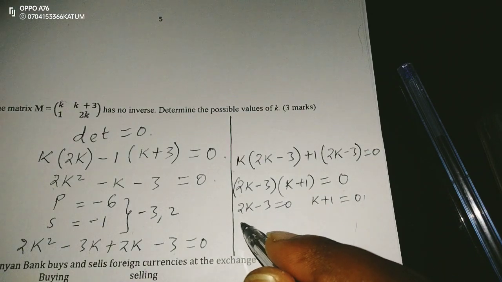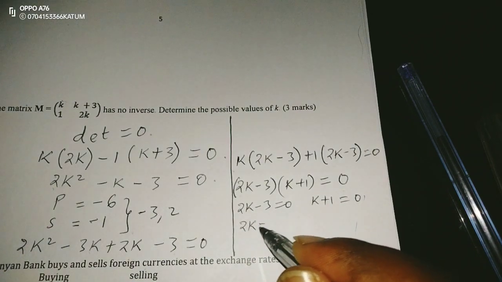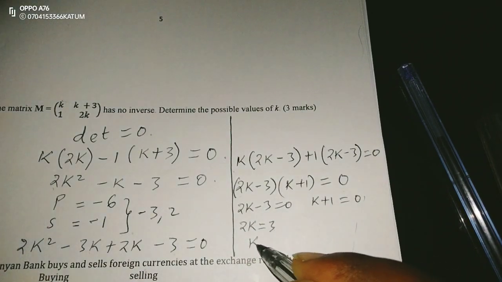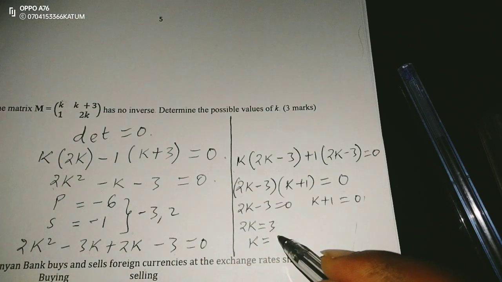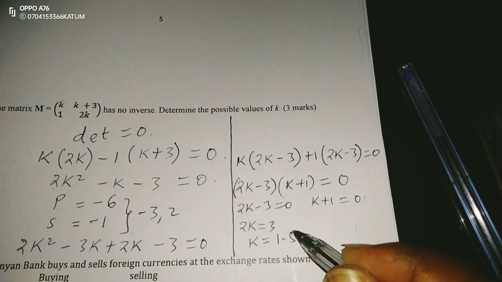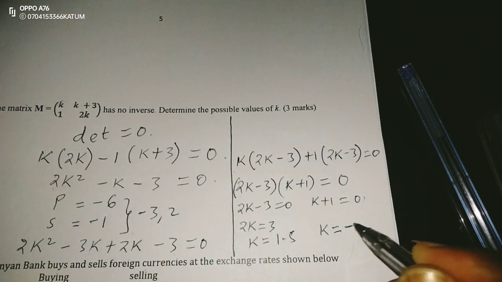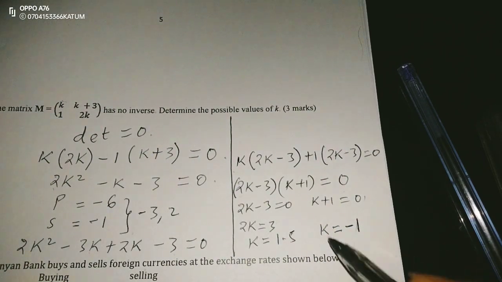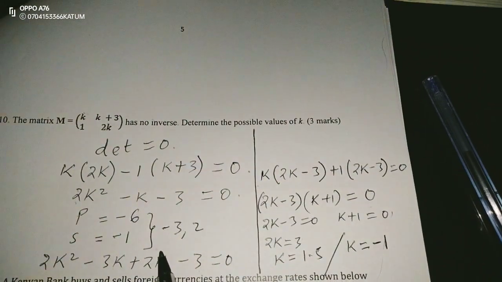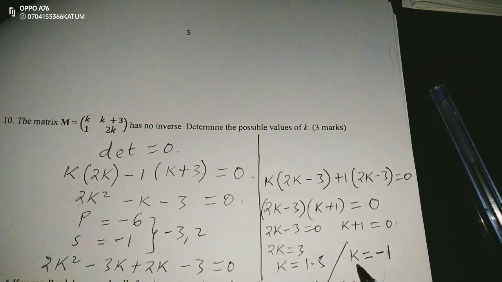This is to give us 2K equals +3, and K equals 3 over 2, which is 1.5. On the other side, K will become -1. So the values of K which will satisfy this matrix are going to be 1.5 as a value of K and also -1 as a value of K.